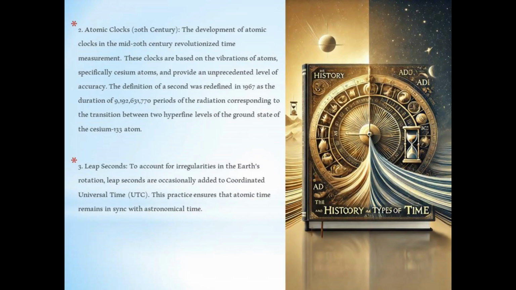Number 2. Atomic clocks. 20th century. The development of atomic clocks in the mid-20th century revolutionized time measurement. These clocks are based on the vibration of atoms, especially cesium atoms, and provide an unprecedented level of accuracy. The definition of a second was redefined in 1967 as the duration of 9,192,631,770 periods of the radiation corresponding to the transition between two hyperfine levels of the ground state of the cesium-133 atom.